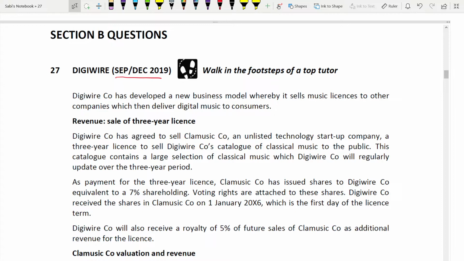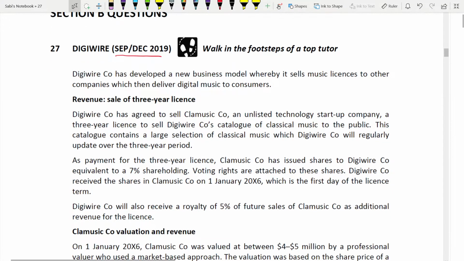Okay, so let's start. Before reading the scenario, I'll be reading the requirements. But before reading the requirements, I'll also be skipping through the case by just going through the subheadings. It gives me an idea of what standards I need to focus on. For example, here it's revenue, so I know it is IFRS 15. A sale of a 3-year license.